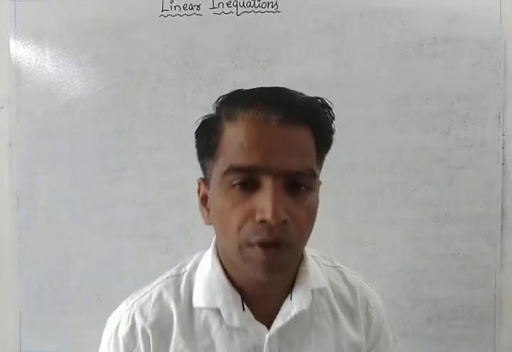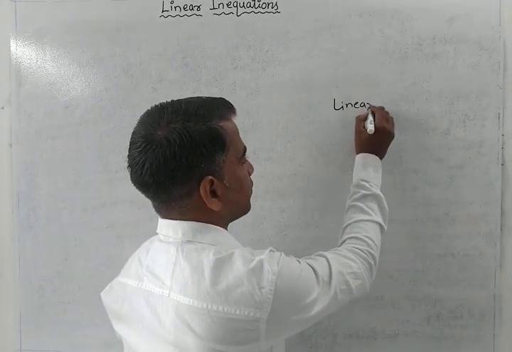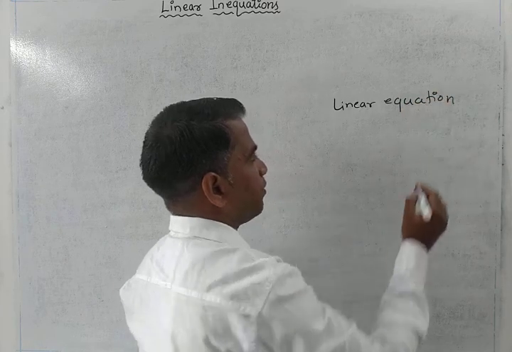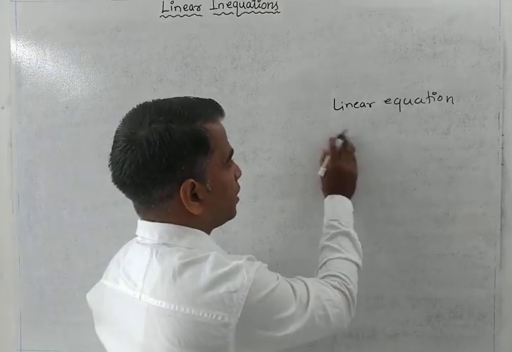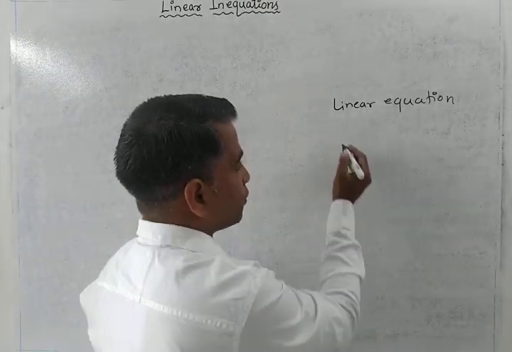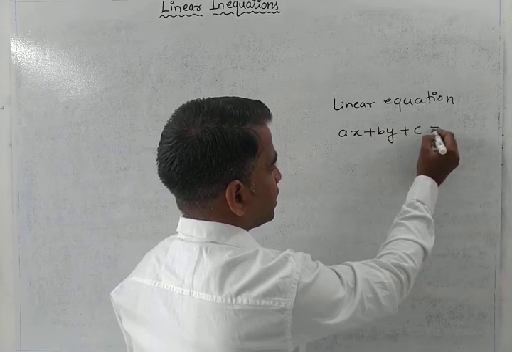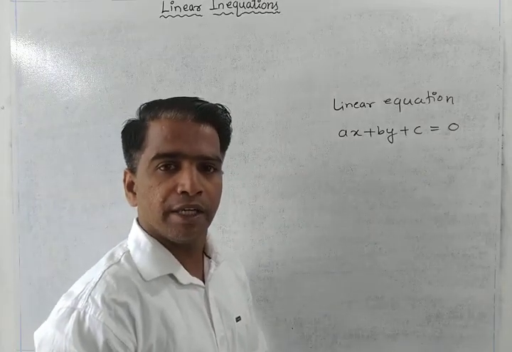So everyone knows about linear equation. Is it clear with the linear equations? Everyone knows that a linear equation of two variables is ax plus by plus c is equal to 0. So that equation is always called a linear equation.